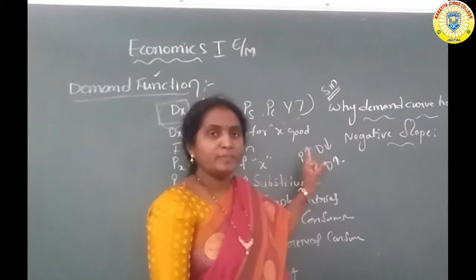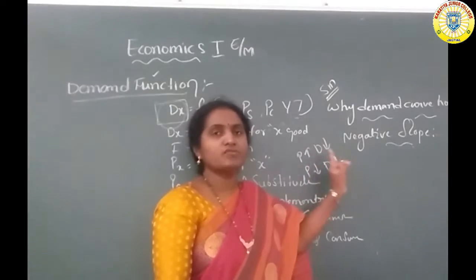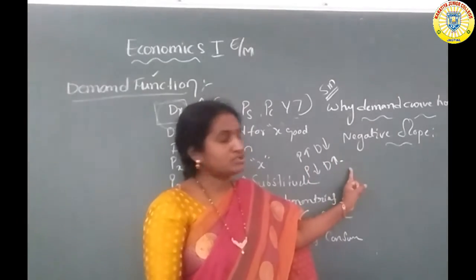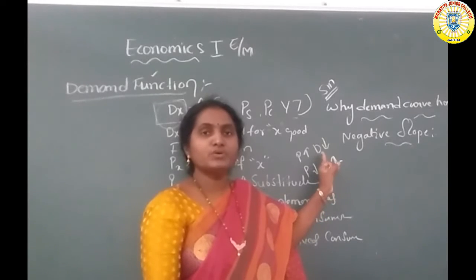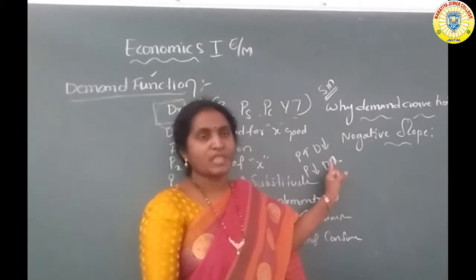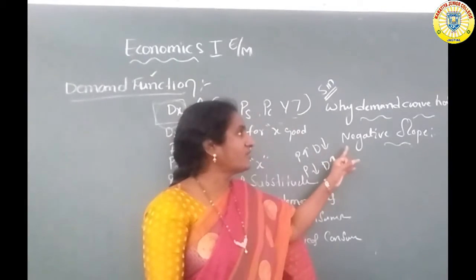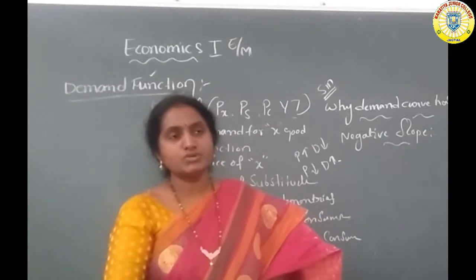Actually, the law of demand is the negative relationship between the price and the quantity demanded. So the demand curve always slopes downward from left to right, meaning a negative slope. What are the main reasons why the demand curve has a negative slope?